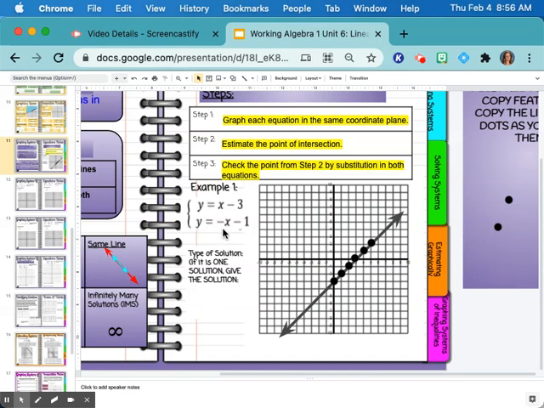Okay, the next one is y equals negative x minus 1. So we're going to plot the negative 1, because that is our y-intercept. Then we are going to go down 1 over 1. So let's go down 1 over 1 from there. Do a couple more points. And make your line. I'm going to just make a line this time.